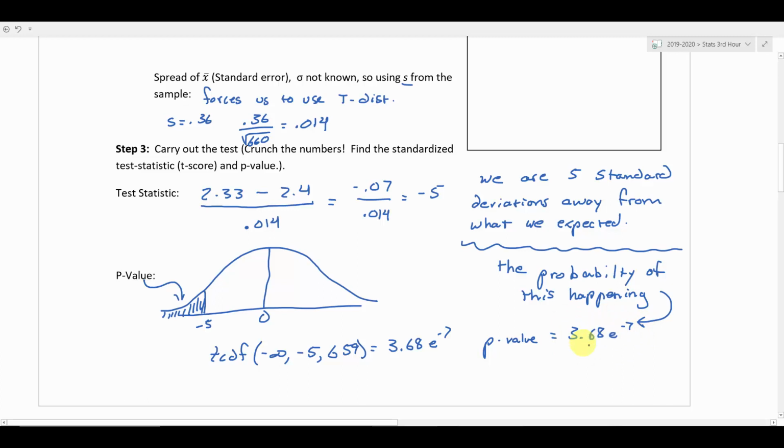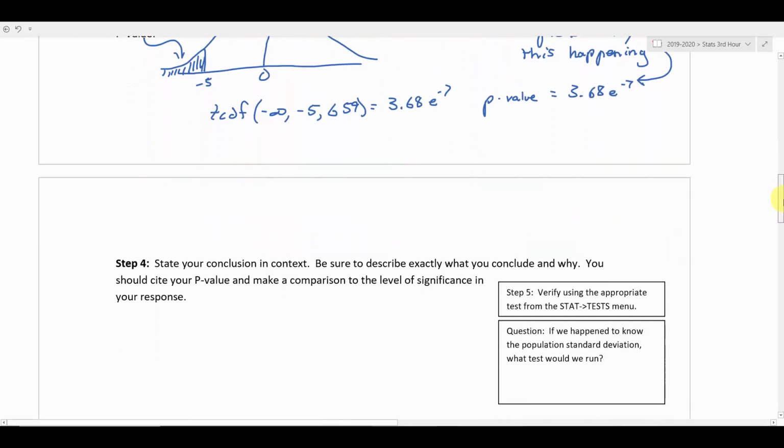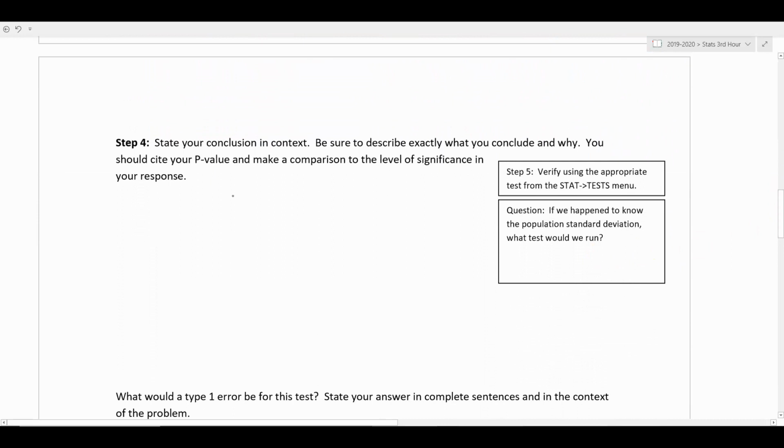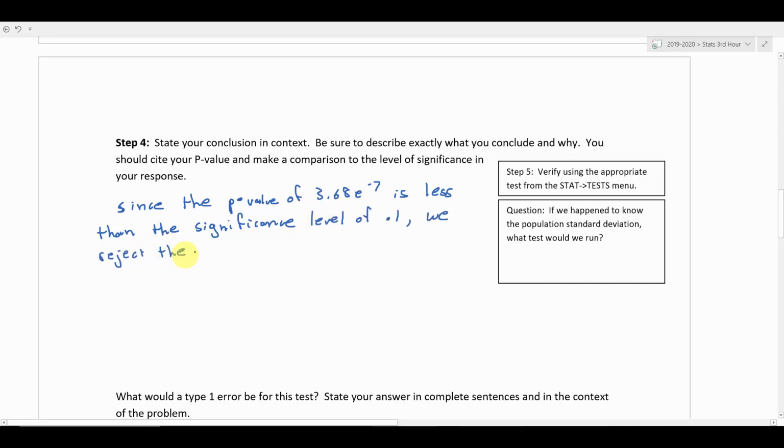All right, this is where we make our conclusion. We have a p-value, and the way that we make our decision is by comparing the p-value to our significance level. Okay, so we say since the p-value of 3.68 e to the negative 7 is less than the significance level of 0.1, we reject the null hypothesis. Okay? So we are not going to believe that the mean is 2.4 because the probability of getting what we got from our sample data is 3.68 e to the negative 7. It is so unlikely. We cannot believe that the mean is actually 2.4.